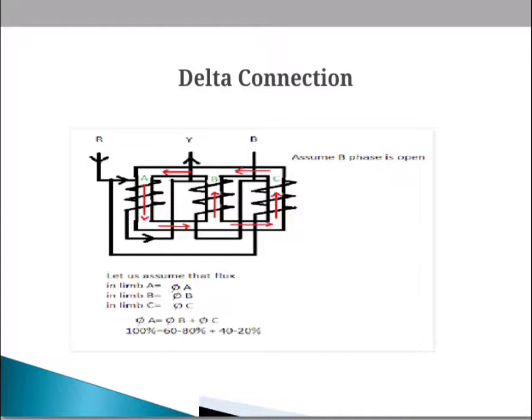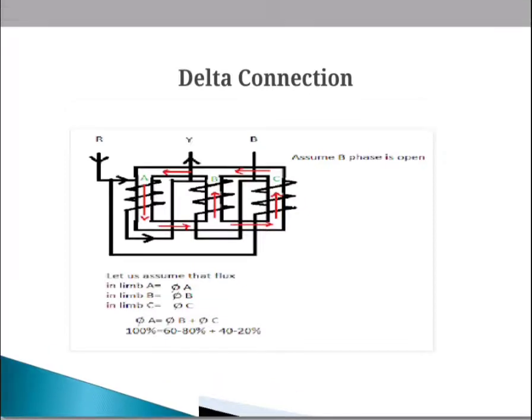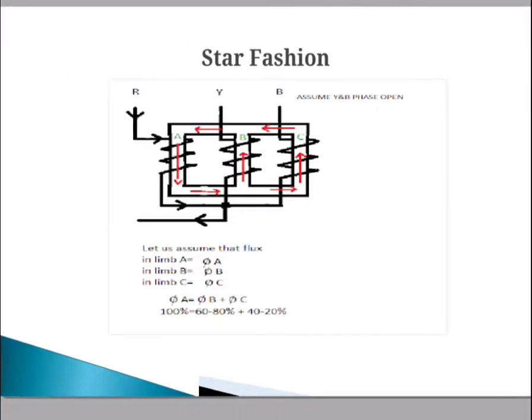limb. Then phi A, the flux produced by the A limb, is equal to phi B plus phi C. From that 100% flux, phi A is equal to 60 to 80% of phi B plus 40 to 20% of phi C. Then we have to discuss the star connected transformer.